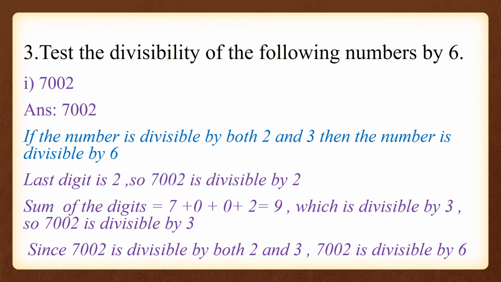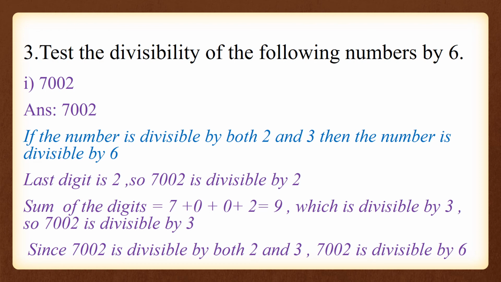Next question, test the divisibility of the following numbers by 6. The first question is 7,002. We are going to check whether this number is divisible by 6 or not. So, what is the divisibility rule for 6? If the number is divisible by both 2 and 3, then the number is divisible by 6.